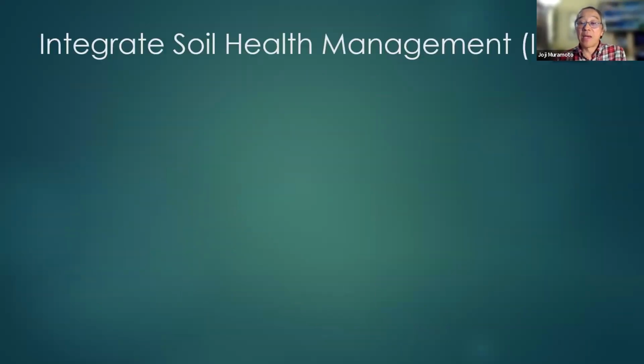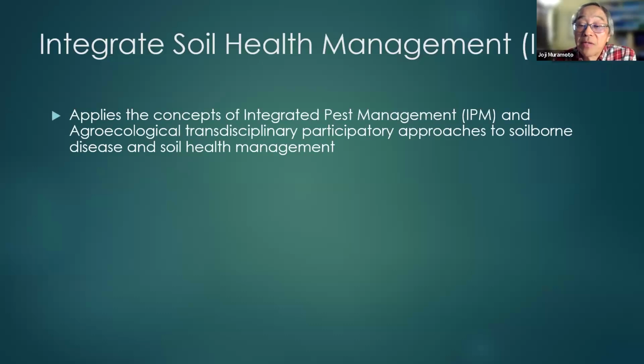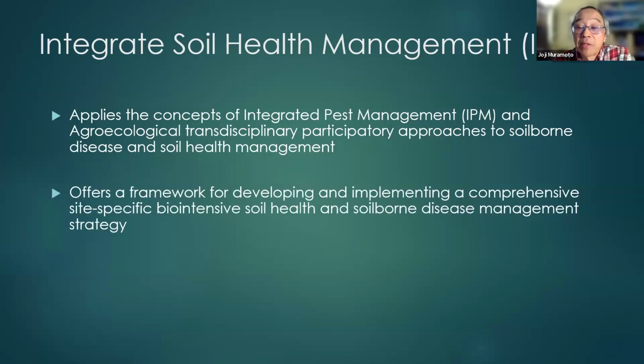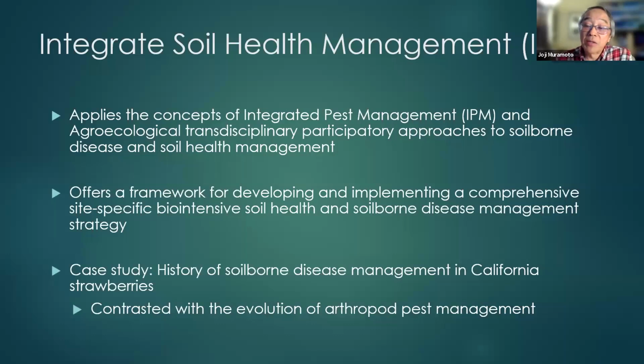Now, the concept I discuss today is called Integrated Soil Health Management, ISHM. This concept applies the concept of integrated pest management, IPM, and agroecological transdisciplinary participatory approaches to soil-borne disease and soil health management. The merit of this concept is to offer a framework for developing and implementing a comprehensive, site-specific, biointensive soil health and soil-borne disease management strategy. To explain the concept, the history of soil-borne disease management in California strawberry is briefly reviewed as a case study and contrasted with the evolution of arthropod pest management to learn some lessons and future directions for soil-borne disease and soil health management.